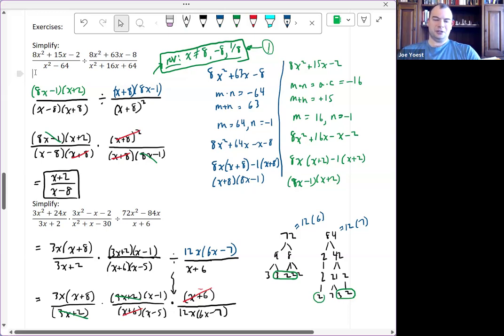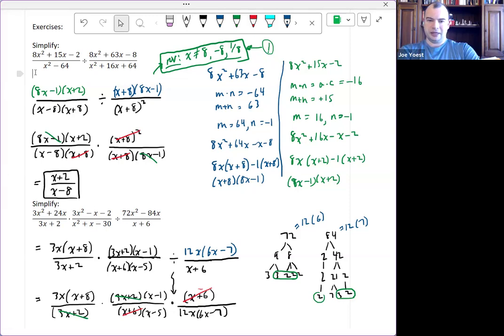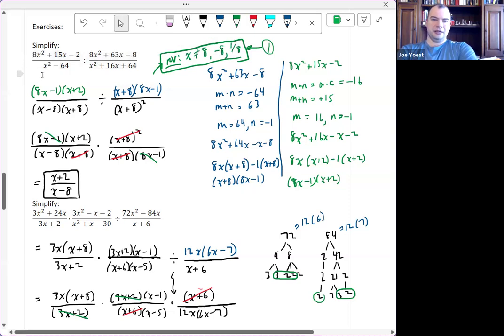We've been focusing on the rational expressions bit, so trying to keep the factoring simple, but we had a couple of more complicated factoring examples here. So the first one, we want to simplify this quotient of two rational expressions. So we'll start by factoring 8x squared plus 15x minus 2.